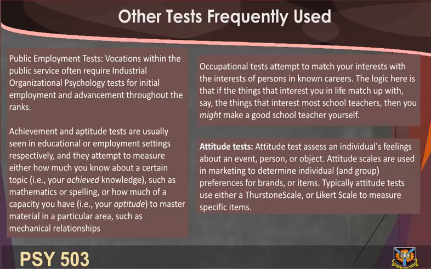Attitude test. Attitude tests assess an individual's feelings about an event, person, or object. Attitude scales are used in marketing to determine individual and group preferences for brands or items. Typically, attitude tests use either a Guttman scale or Likert scale to measure specific items.